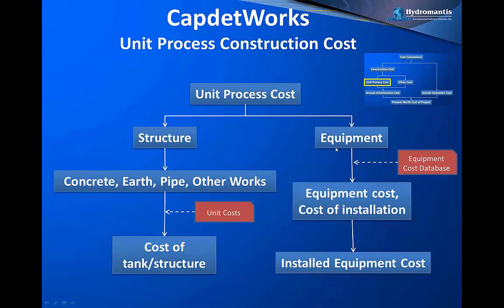Built into the process is the estimation of equipment. For example, if we're talking about activated sludge tanks, then we know that there are blower requirements. If we're talking about clarifiers, then there are pumping requirements. So all those equipments are automatically estimated by CapdetWorks, and using equipment cost database, which we are going to talk about a little bit later, we estimate equipment cost and the cost of installation to find out the installed equipment cost for a given unit process.